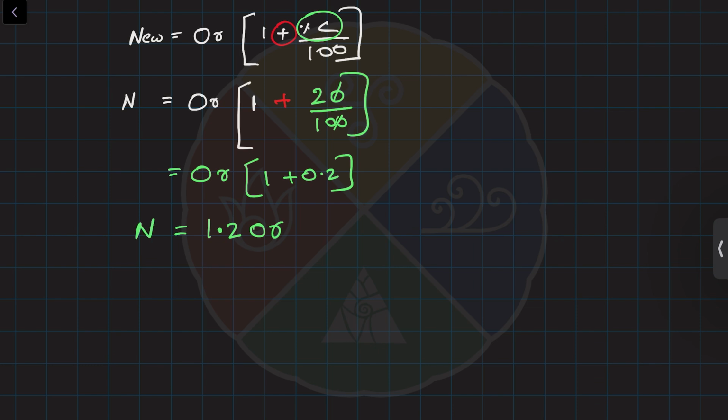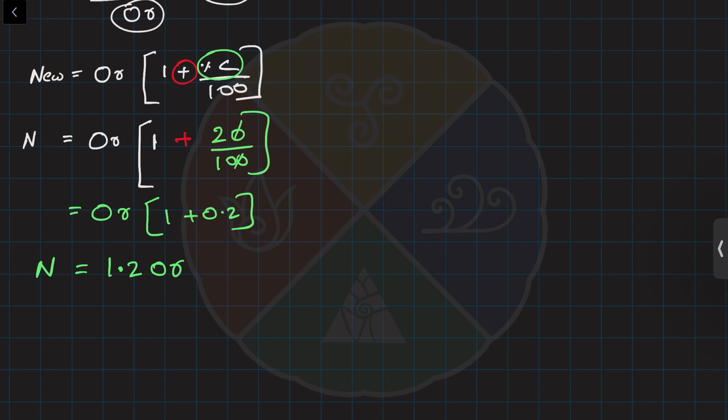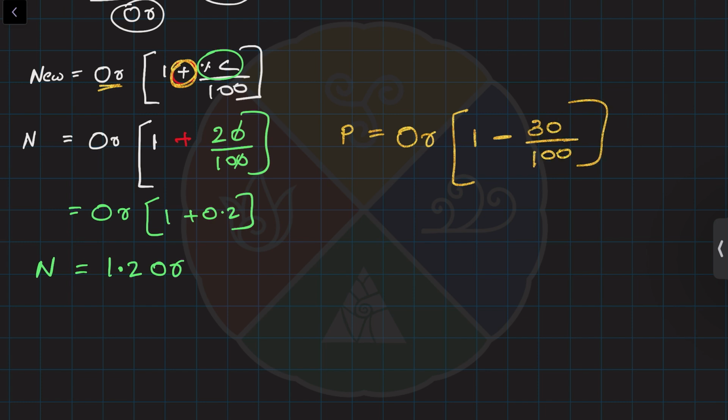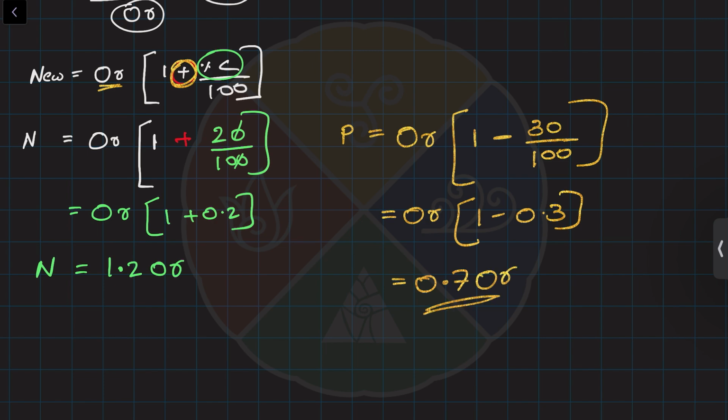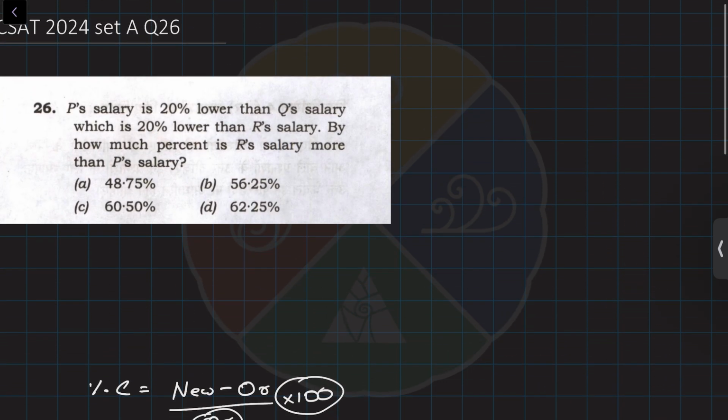On the contrary, let the new value be P, and P is formed after the original value has been reduced by, let's say, 30%. In that case, the new value is equal to original value into 1, and since it is reduced, this plus will become minus, 30 by 100. I can write the same thing as original value into 1 minus 0.3, and that is 0.7 original. So this formula makes problem solving in percentages much faster.